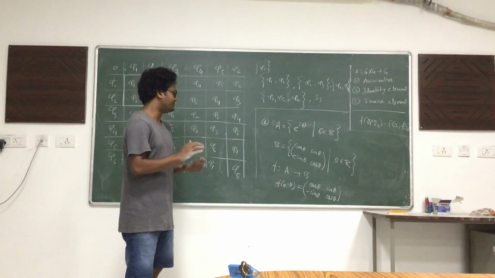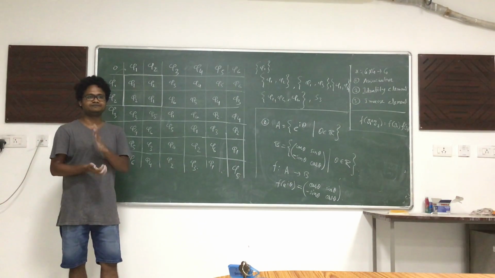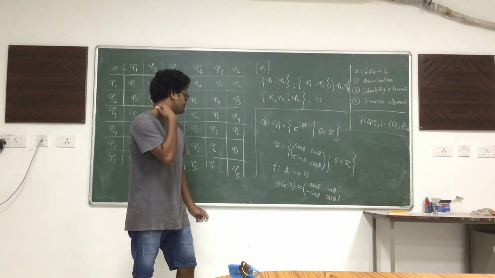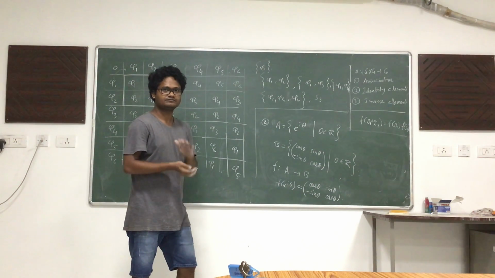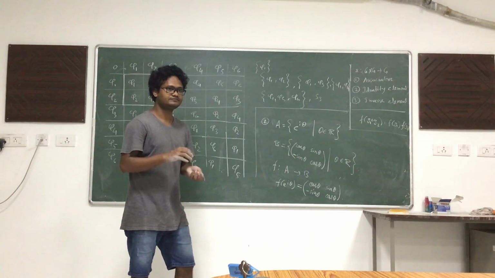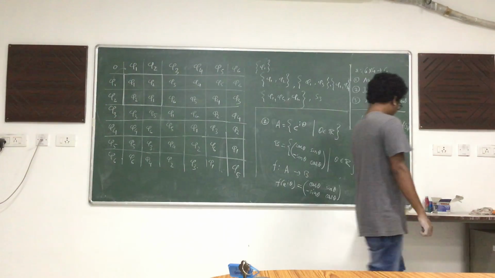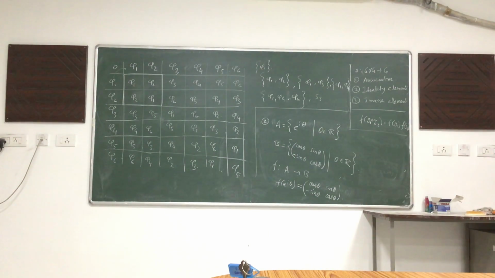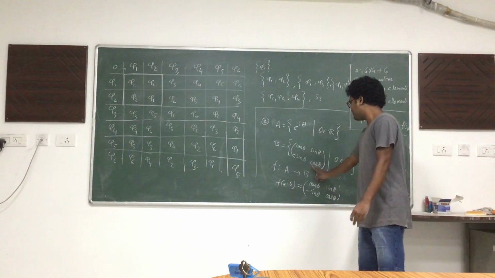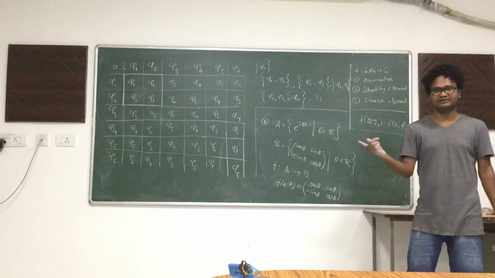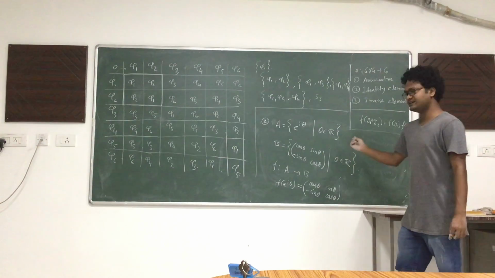Is it a homomorphism? If you do the matrix multiplication, then you will get cos of theta 1 plus theta 2 and sin of theta 1 plus theta 2. Yes, and we know for the 2 cross 2 matrices this is cos of theta 1 plus theta 2, sin of theta 1 plus theta 2.